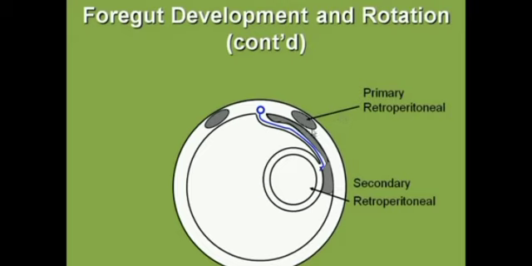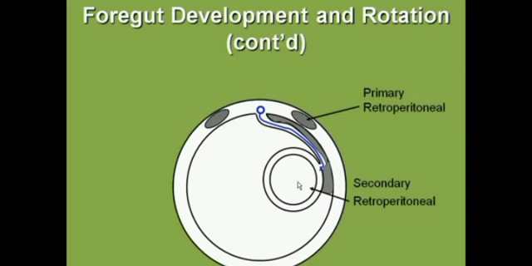Okay, so primary retroperitoneal organs, such as the kidney, such as the aorta, are organs that start off retroperitoneal and stay retroperitoneal. Secondary retroperitoneal organs are organs that start off peritoneal, or if you like, intraperitoneal, and then as a result of the process we just looked at, they become secondarily retroperitoneal.